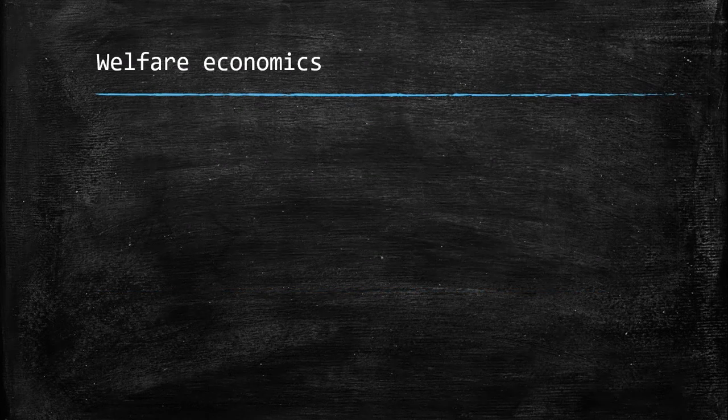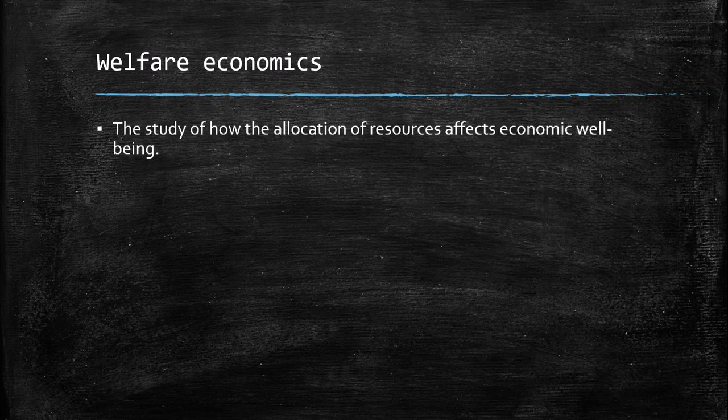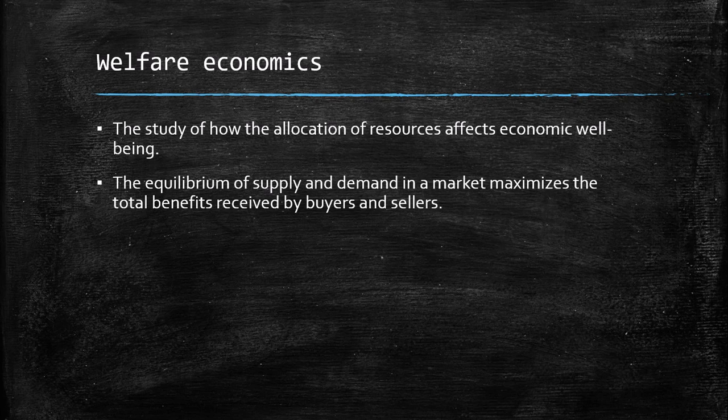This chapter basically introduces the term welfare economics, which is the study of how the allocation of resources affects economic well-being. So the equilibrium of supply and demand in a market maximizes the total benefits received by buyers and sellers. Basically, welfare economics tries to measure the level of well-being for both sides: one part producers and the other part buyers.